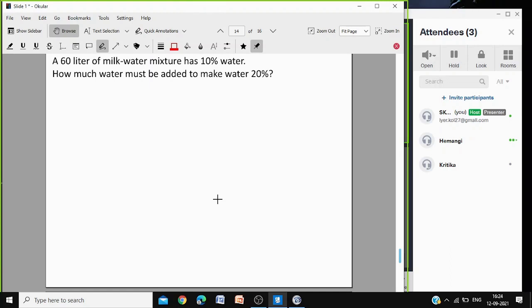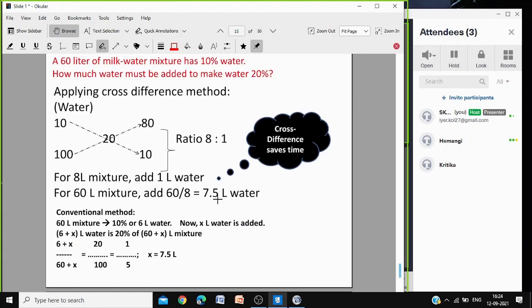A 60 liter milk water mixture has 10% water. How much water must be added to make the water 20%? It is 10%, and now you have to add water to make it 20%. So again we come to cross difference, because you are actually mixing two things. One is the milk water mixture and one is pure water.